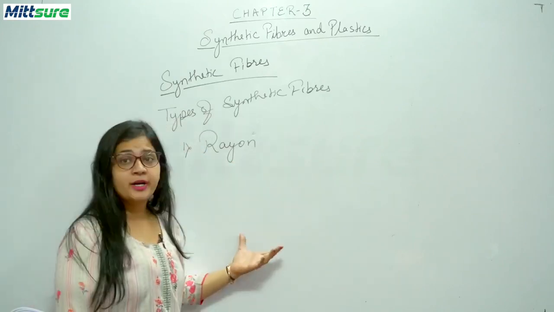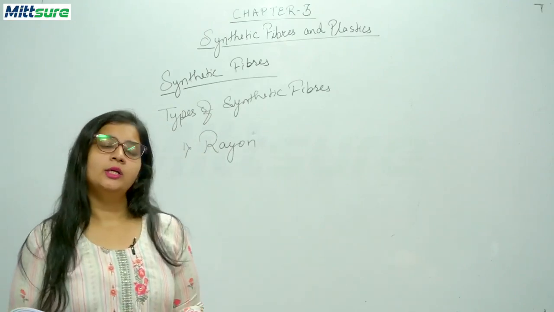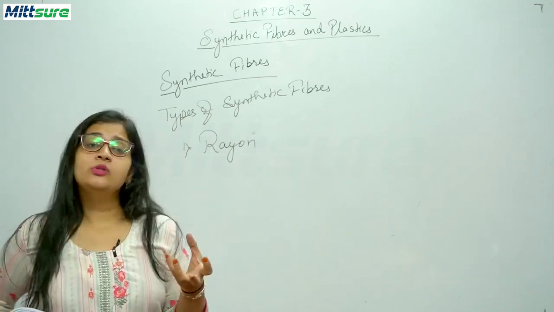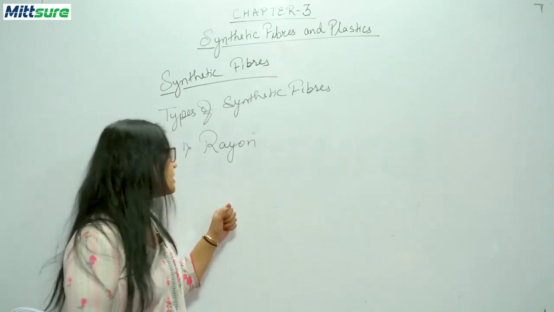Okay, and it is prepared from the cellulose sourced from the wood pulp or cotton. Wood pulp या cotton से हम इसे उसके जो cellulose होते हैं उनसे बनाते हैं rayon material. Now we'll be discussing the properties of rayon.